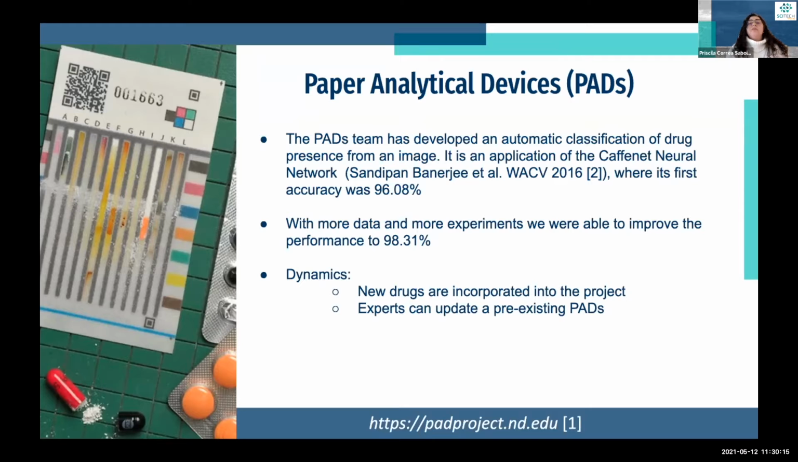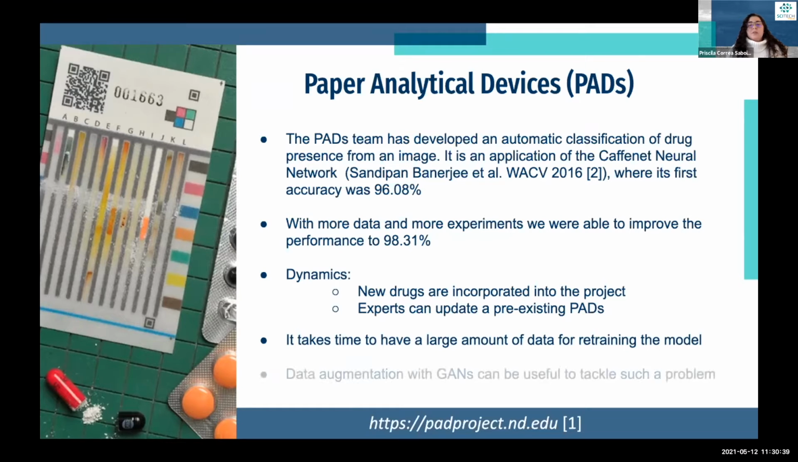But we have a problem with data, right? Because as I told you, the data came from Africa, for example, and we don't have easy access to this, so it takes time to gather a lot. You know that deep learning with convolutional neural networks needs a lot of data to perform well. So the idea is to do data augmentation with GANs to tackle this problem.